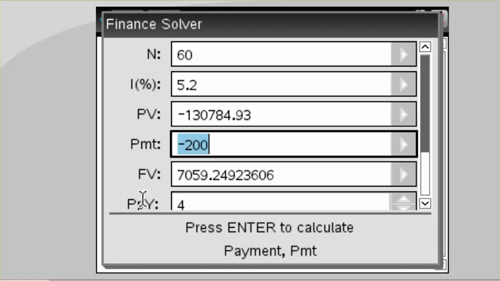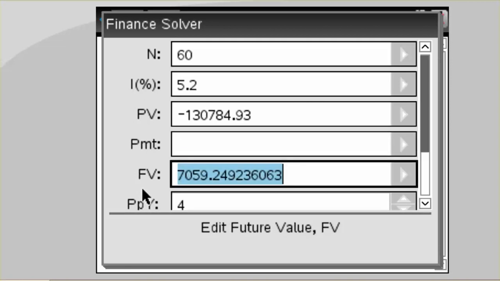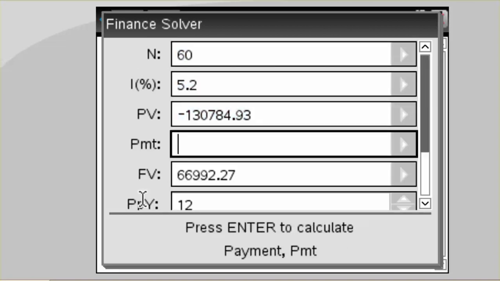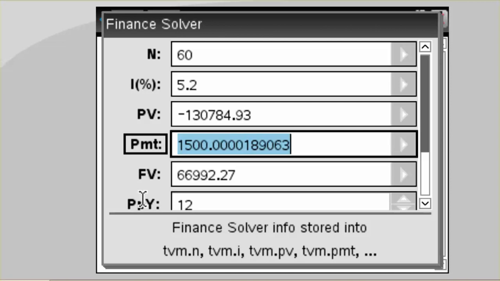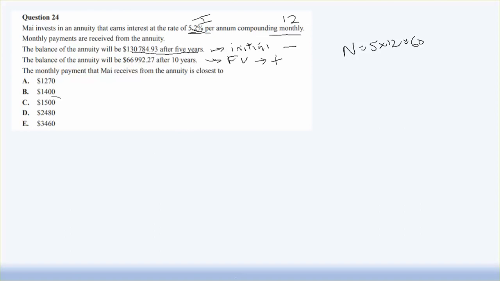PMT, that's what I want to find out. Future value was how much she has after 10 years, and I make this positive, $66,992.27, because she still has that much money. And our PPY CPY is 12. So I can tab down to my PMT, press enter, and find out the payment. 1,500. Let's go back to our PowerPoint. 1,500, Part C. Hope that helps.